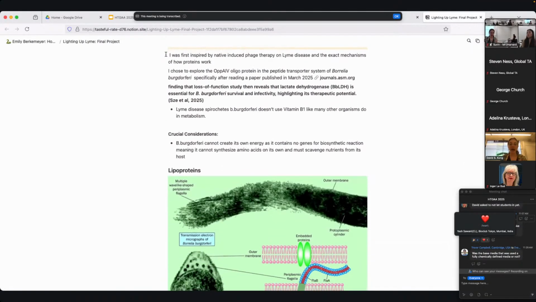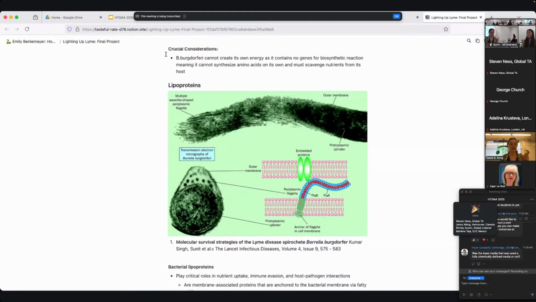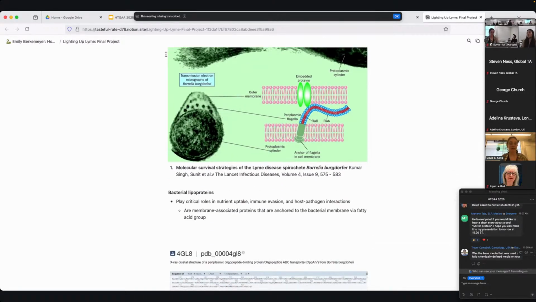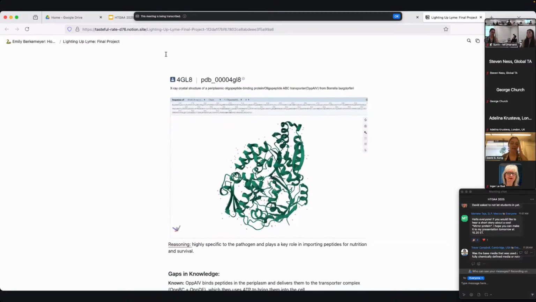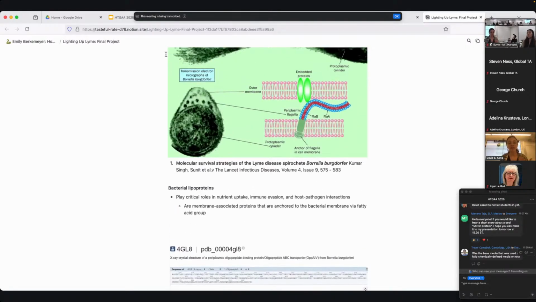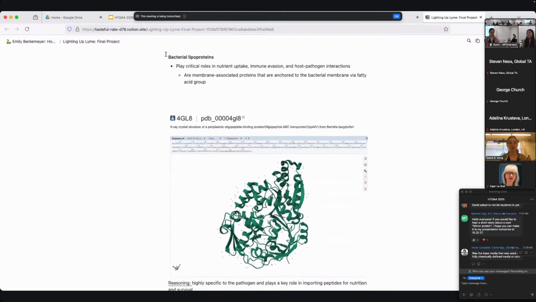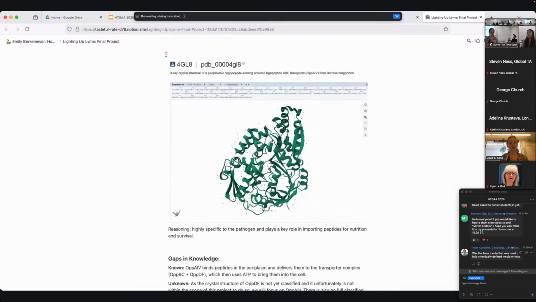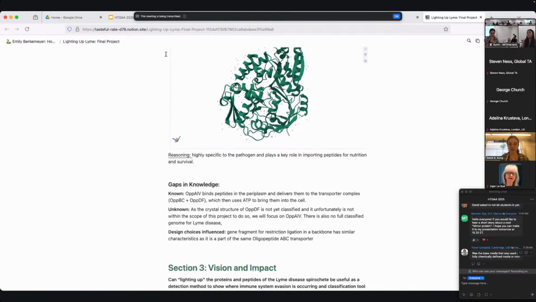So this heavily inspired my protein design and research from understanding these spirochetes have lipoproteins. Basically, they play a critical role in nutrient uptake because Lyme disease cannot create its own energy. It needs a host to survive, and it needs these lipoproteins in order to take in the peptides from the host. And so here is what one of these peptides on the surface looks like. Bunch of squiggles, yeah? Dangerous squiggles, I'd say.